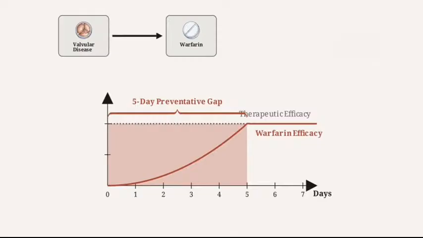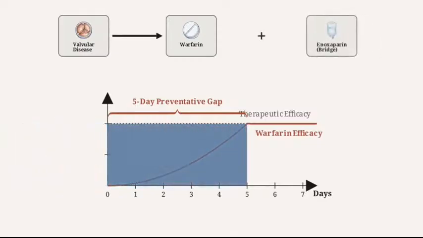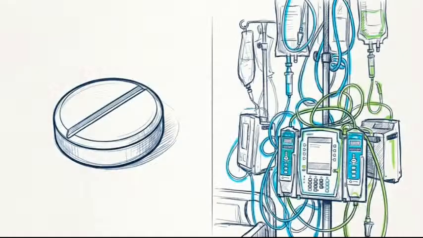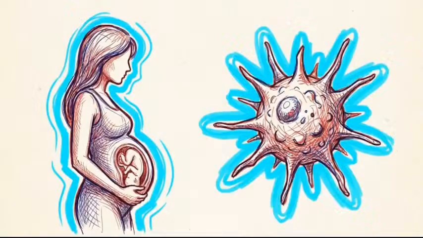To fix this, we use a clinical workaround called bridging. We fill that dangerous gap by co-administering enoxaparin, a low molecular weight heparin, for the first 5 days, protecting the patient until warfarin takes over. For valvular patients, you sacrifice the convenience of a fast-acting pill for precise control, accepting the heavy clinical burden of managing that inpatient bridge.